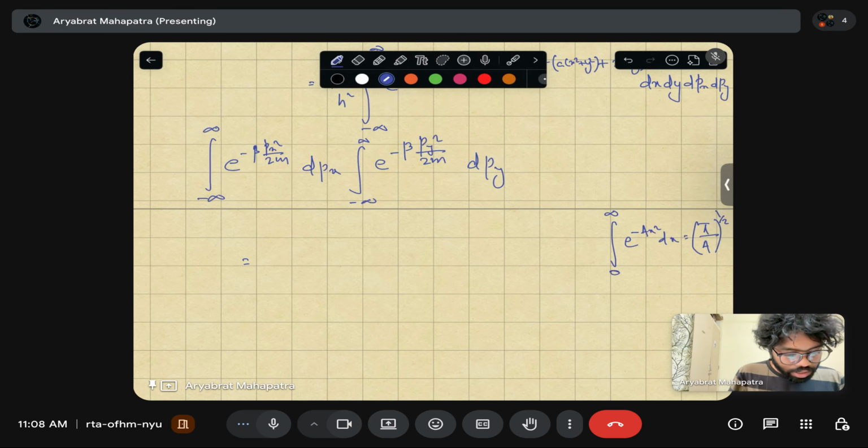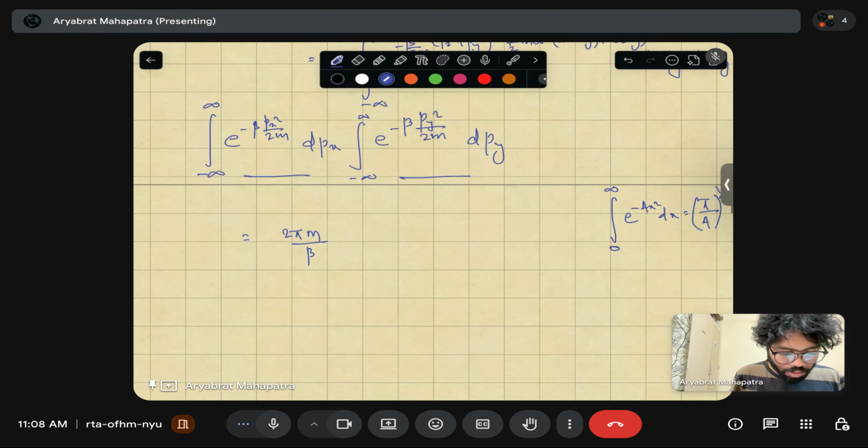So this momentum integral likewise, you have two such factors right here. If you solve this, here a is basically beta over 2m. So that means this will give you 2 pi m over beta. There are two factors, so there will be no overall power of half.